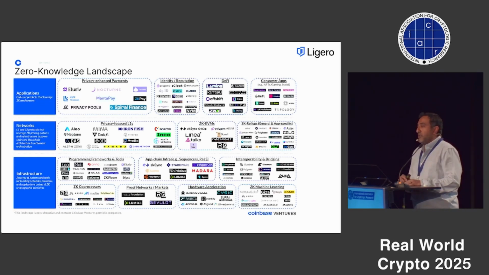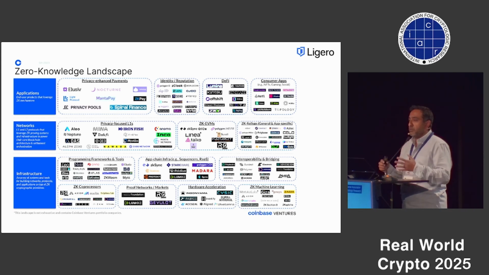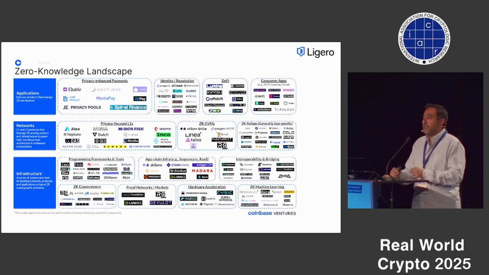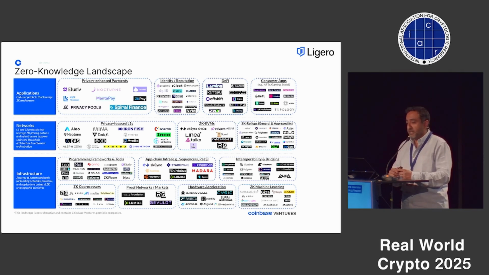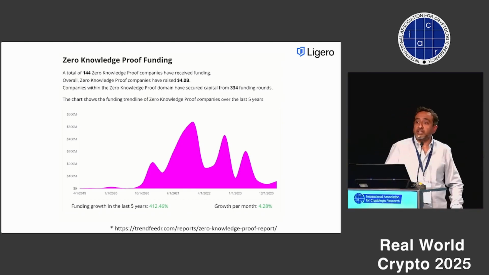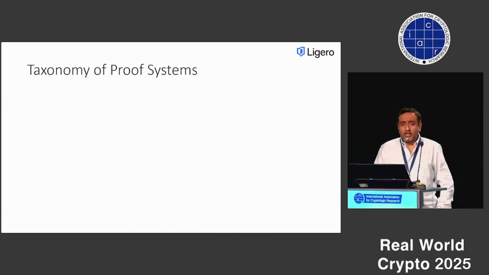Today, with the advent of blockchains, there are so many companies, so much research that is going into zero knowledge. This is just a slice of what's happening in the blockchain space. There have been billions of dollars invested in developing these proof systems. And our company is also one of these that has received investment in this space. So let me talk a little bit about the taxonomy of proof systems and how I look at this landscape.